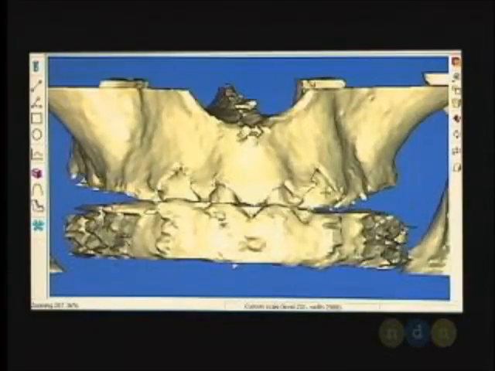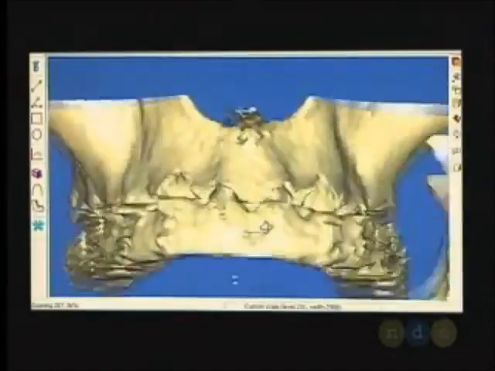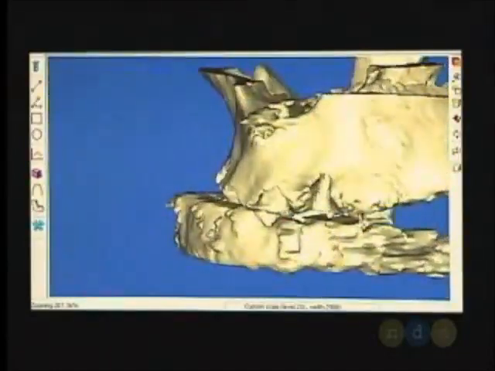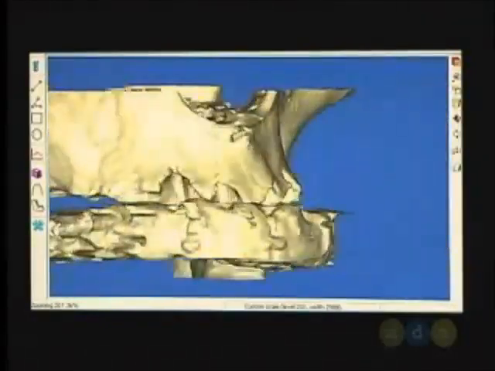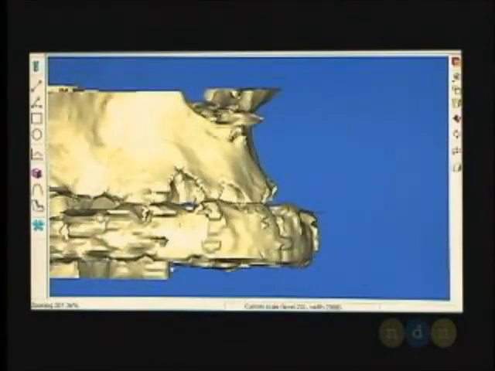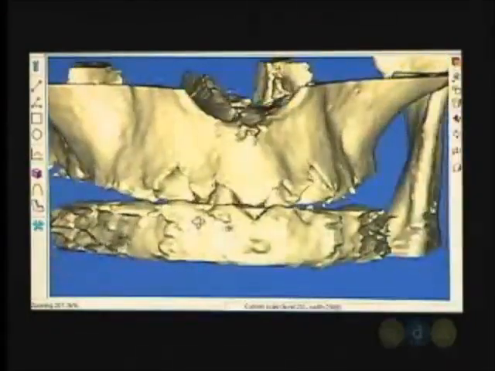And what you're seeing here is the extraction sites early on in healing, which is very interesting because I can rotate this and you can see the amount of bone that hasn't formed yet and how thin labial plates of bone can be lost early on in treatment. And we're going to treatment plan around this.